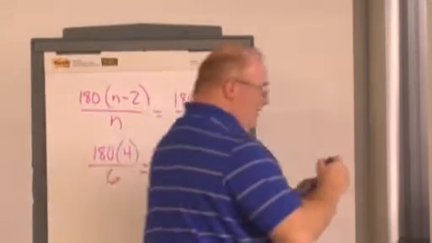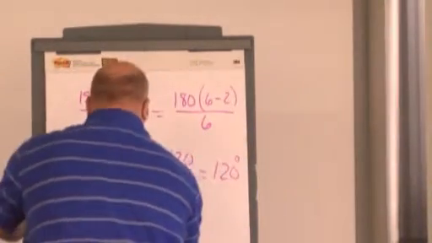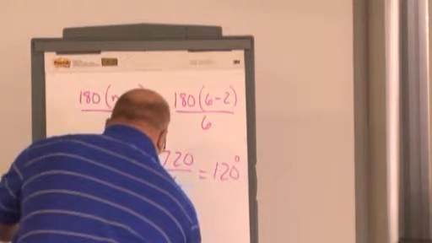Which equals 120 degrees. So if these angles are 120, it's bisected here, so it's got to be 60 and 60.